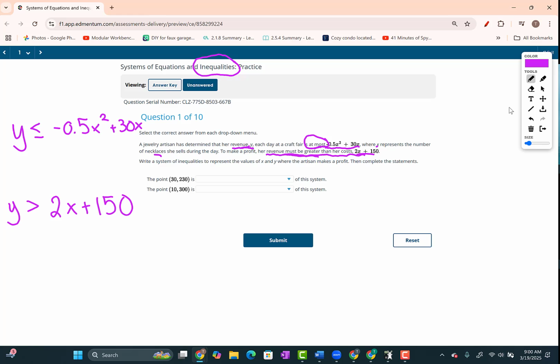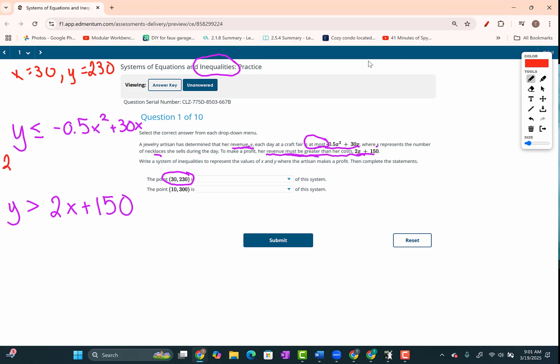The question says we want to figure out if the point (30, 230) is a viable solution, both viable and non-viable, a non-viable, or not a solution. So for this to be a solution, it has to make both inequalities true. So everywhere we see an x, we're going to replace it with 30 in both these inequalities, and we're going to replace y with 230.